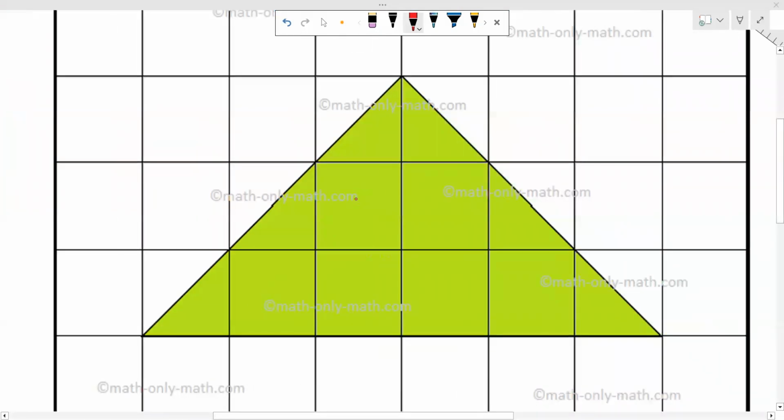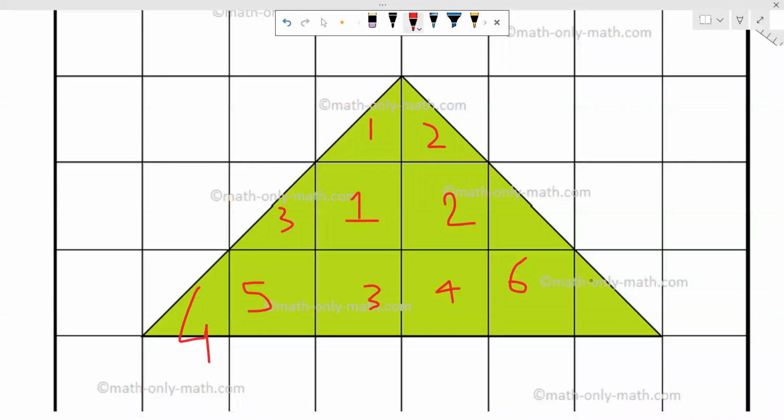Okay, here is the area of this triangle. Just calculate the number of complete squares: 1, 2, 3, 4, 5, 6. There are 6 complete squares. How many half squares? 1 half square, 2 half squares, 3, 4, 5, 6 half squares.